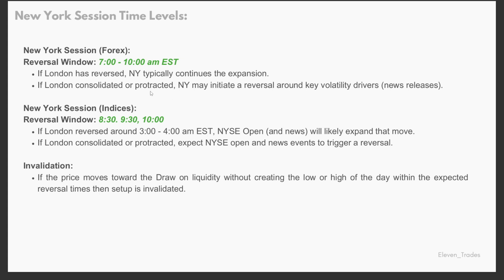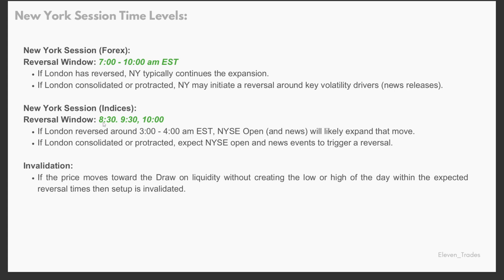or 10 a.m. Now same for the indices, the reversal window is either 8:30, 9:30 or 10 a.m. This is the specified reversal window for the indices. If London has already reversed around 3 or 4 a.m. EST, then the New York news or New York Stock Exchange open at 10 a.m. will expand to the drawn liquidity. If the London session is consolidated or protracted, then expect the 8:30, the New York Stock Exchange open and 10 a.m. to do the reversal and then expansion to the bullish side.